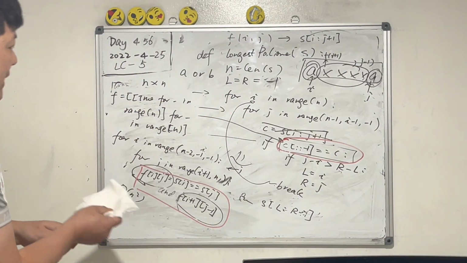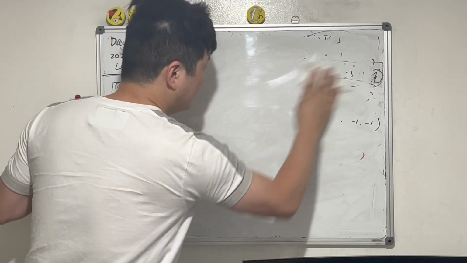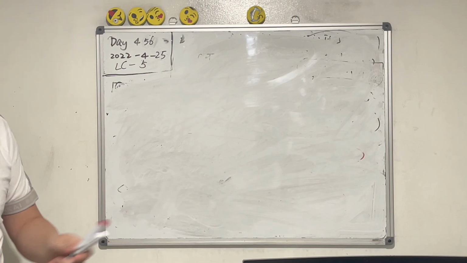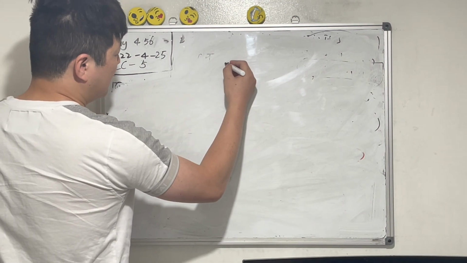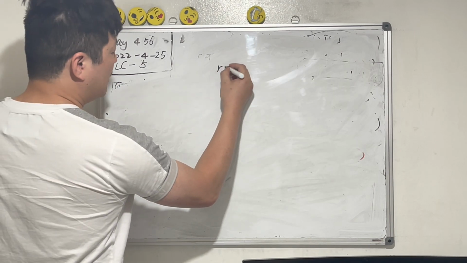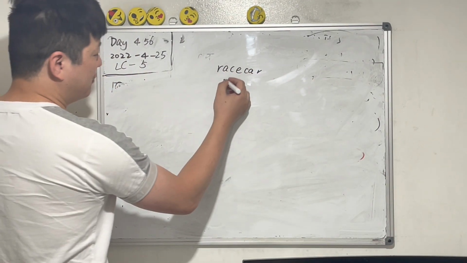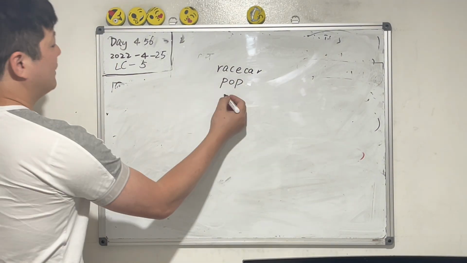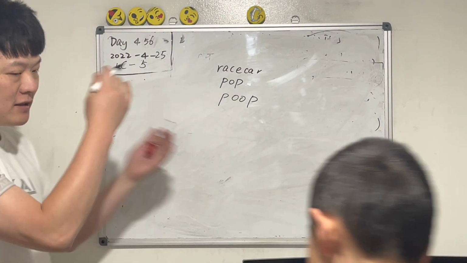How many kinds of palindromes can you categorize? And what's a palindrome, by the way? When you reverse it, it's still the same. Can you give me an example? Racecar, ABA, and then P-O-P, pop. P-O-O-P, that's what he said. All right, okay. Reverse it, yeah?